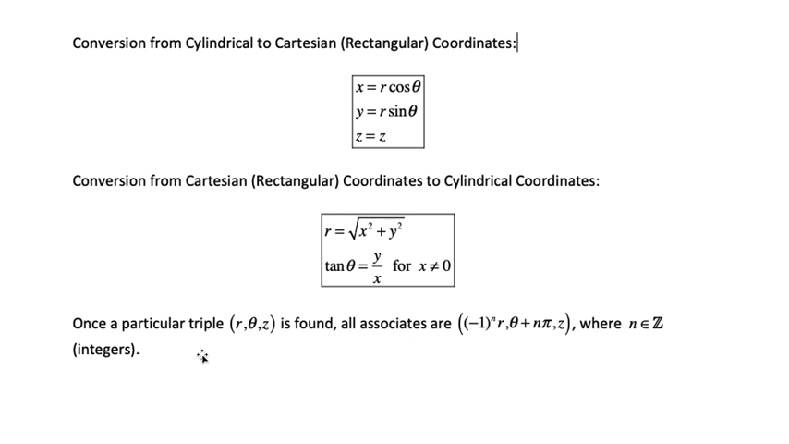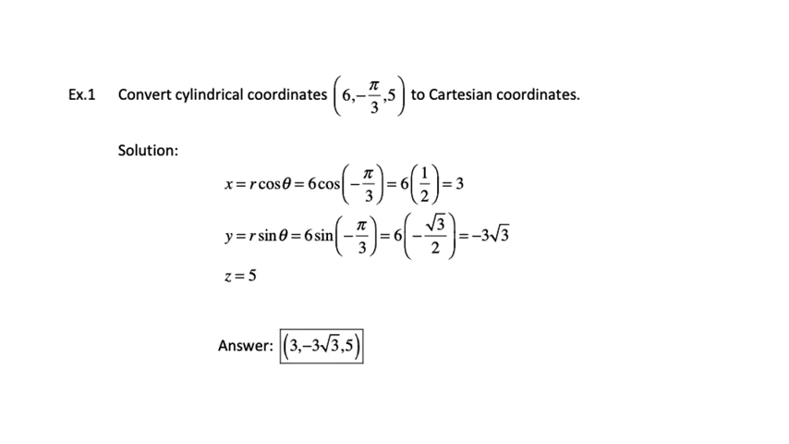Okay, so if you have a particular triple for cylindrical coordinates, then all cylindrical coordinates can be found from that one ordered triple by doing this here. N is an element of Z. Remember, Z is German for Zahlen, meaning integers. So this is old hat from Calculus 2, really. Let's go ahead and look at a couple of quick examples here.